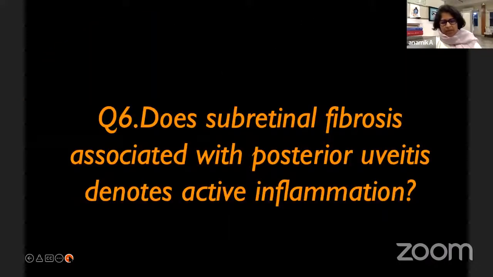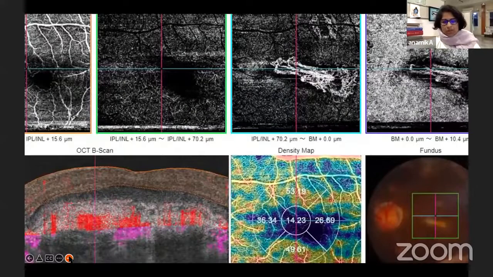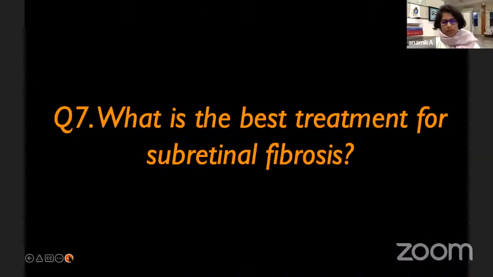So now the question is, there are questions that are associated with posterior uveitis, but does that denote active inflammation? The answer is no, because it could be because of a choroidal neovascular membrane. If you see intraretinal fluid on OCT, that would indicate that the subretinal fibrosis is possibly due to the CNVM.